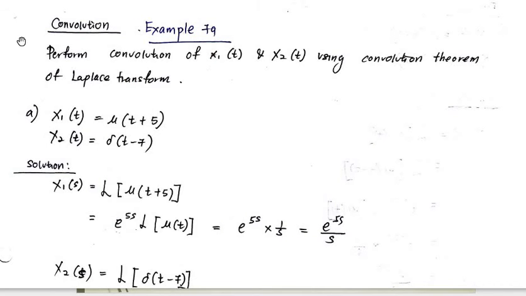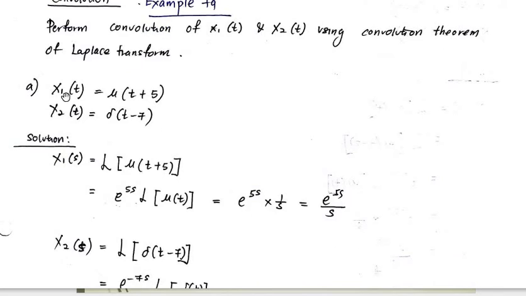Let's look at the example of the convolution. Perform the convolution of x1(t) and x2(t) using the convolution theorem of the Laplace transform. Okay, x1(t) is u(t+5) and x2(t) is delta(t-7). So x1(t) you change to X1(s). So unit step t plus 5. What is the Laplace transform of u(t+5)?